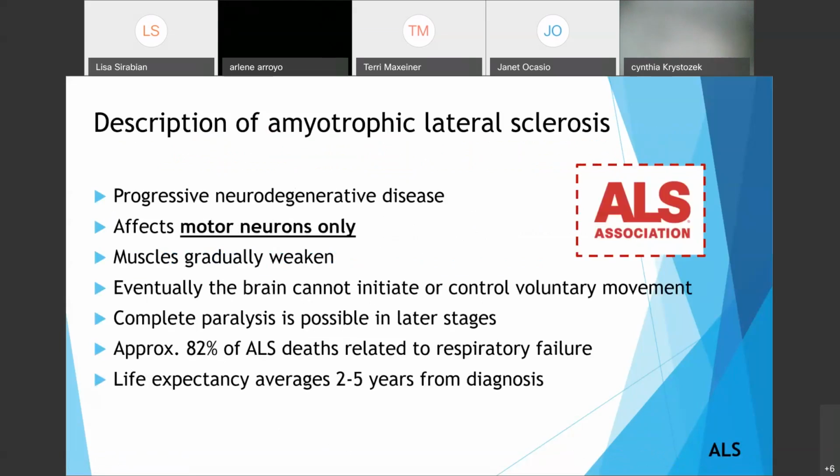We're going to refer to this one as ALS. It's a lot easier to say ALS than to speak the whole thing out. This, of course, is a progressive neurodegenerative disease as well. So we know that this is progressive. It affects motor neurons only. The muscles gradually weaken, and eventually the brain cannot initiate or control voluntary movement. Complete paralysis is possible in the later stages. Approximately 82% of these folks die related to respiratory failure, and the life expectancy averages 2 to 5 years from the time of diagnosis.